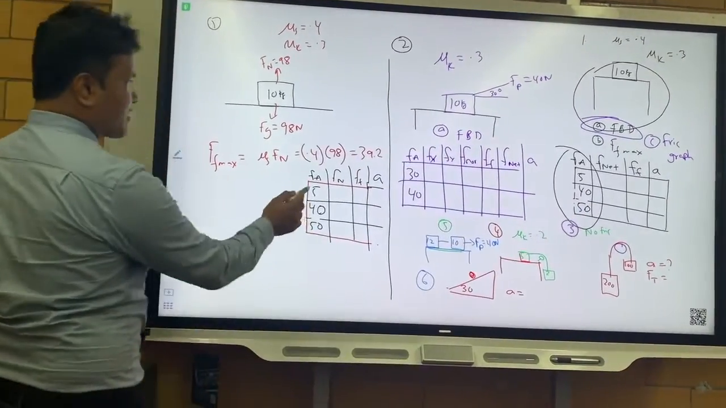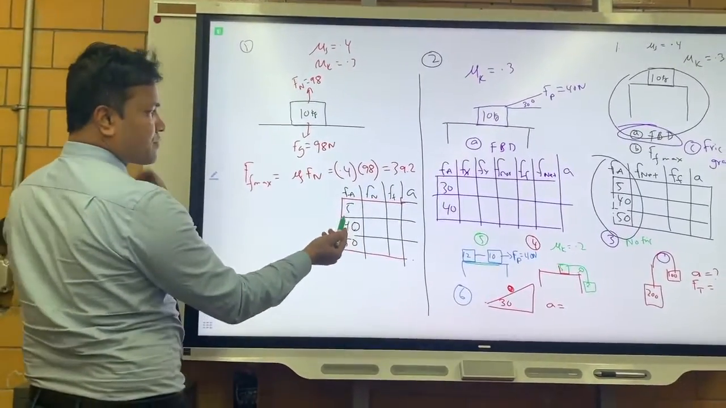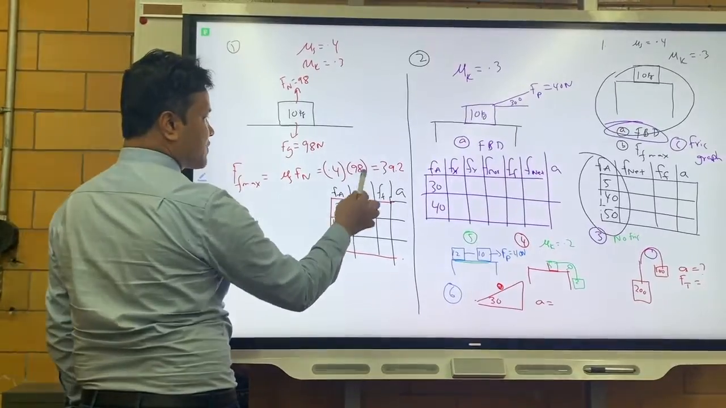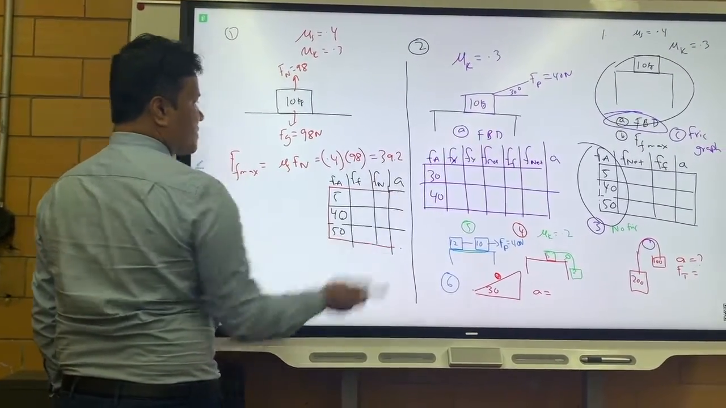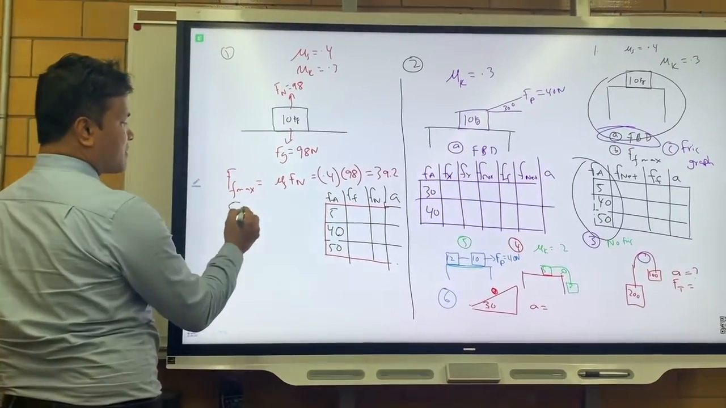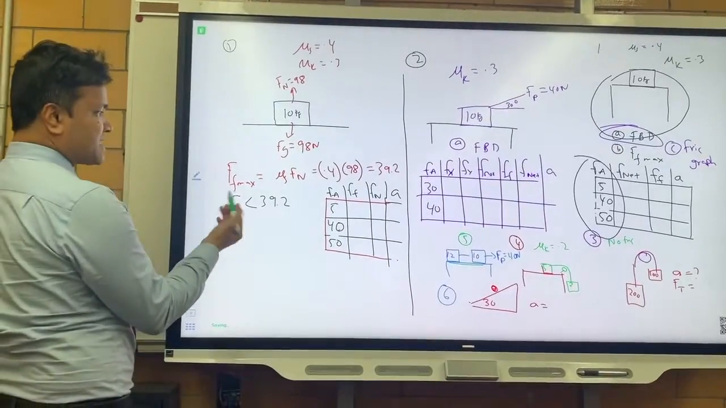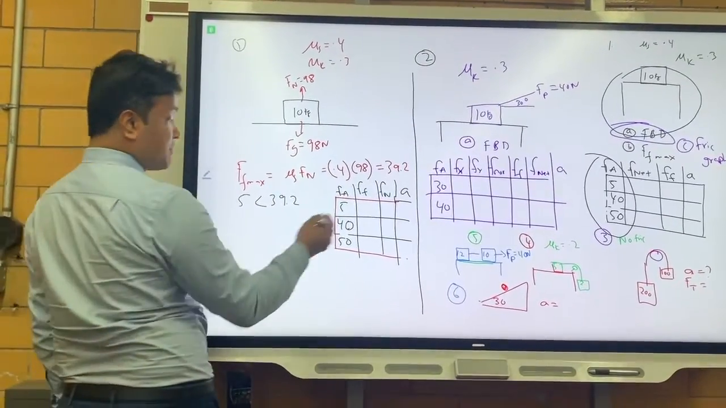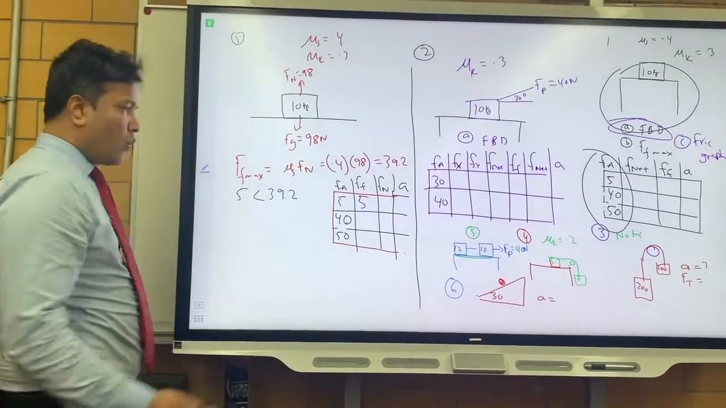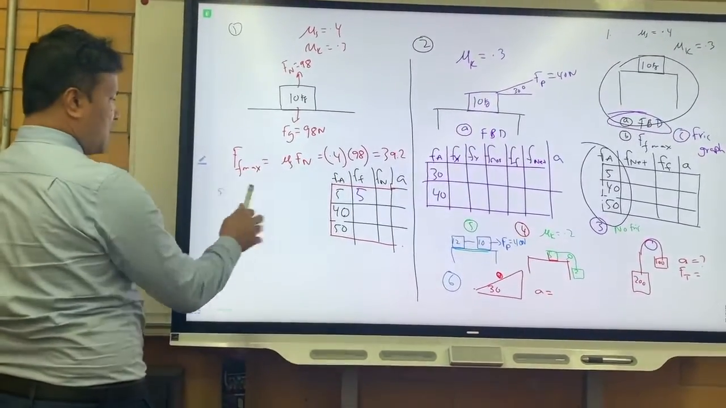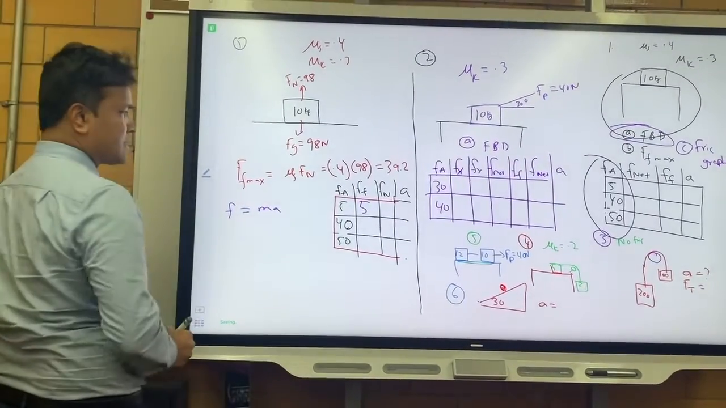All right, is 5 greater than 39.2? No. So we first have to find force of friction. Okay, 5 is less than 39.2. So then force of friction must be what? Force of friction must be 5. Okay? Why? It's because of Newton's law, F equals ma.